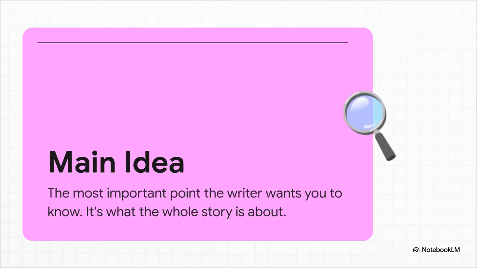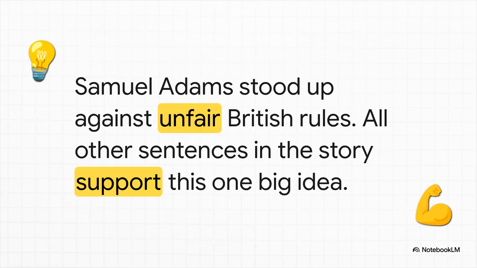You can think of it like this. The main idea is kind of like the headline of a news article. It's that one sentence that sums up the whole thing. It's the big, central point, and all the other sentences in the story are there to support it. So for our story about Samuel Adams, the main idea is pretty clear. He stood up against British rules that he thought were unfair. That's it. Every other piece of information in that little paragraph is there to explain that one big idea.